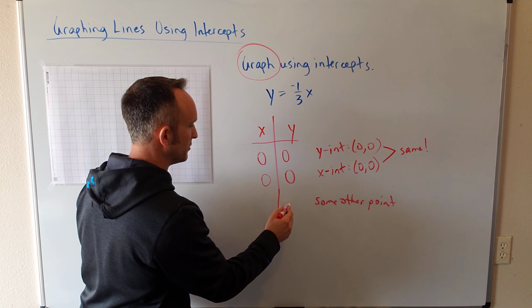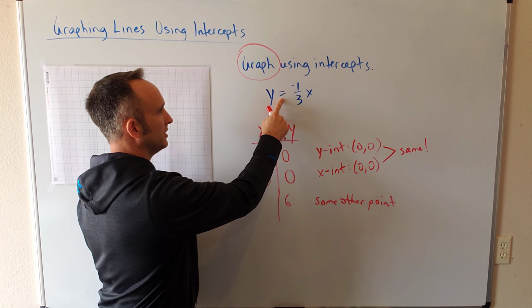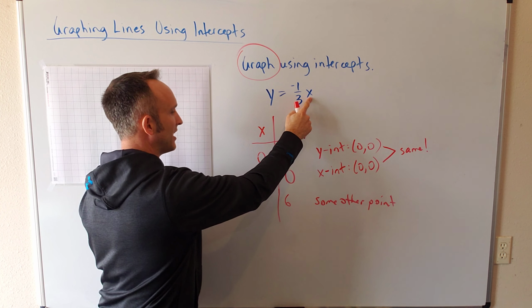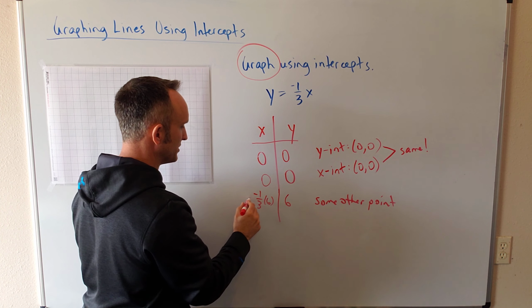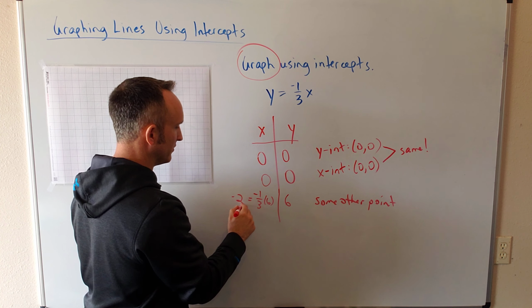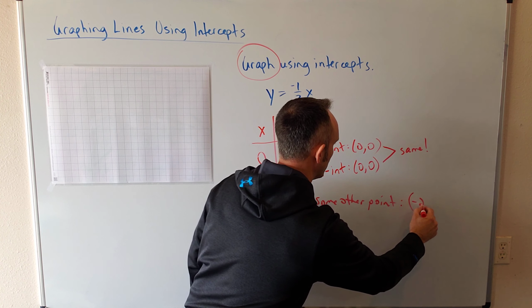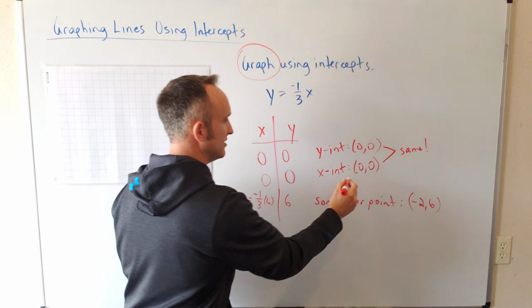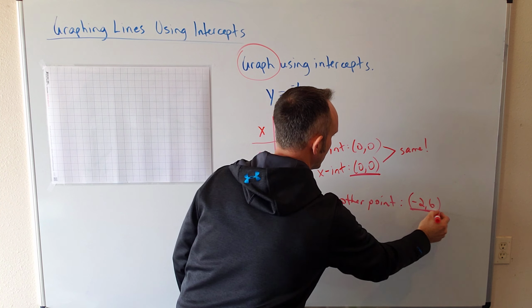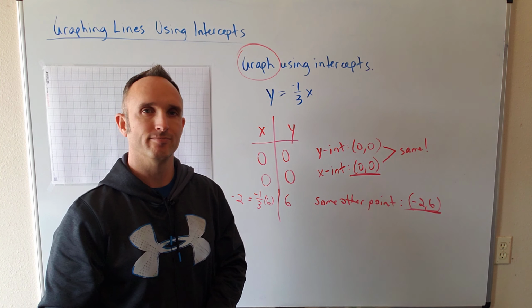So maybe I would choose 6 for x, and then y would equal negative 1/3 times 6, which is negative 2. So my other point would be the ordered pair 6, negative 2. So now I have 2 points, 0, 0, and some arbitrary other point, and I could plot those to graph the line.